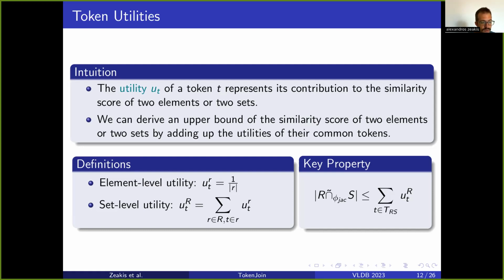This also extends to set level, where now each token sums all element level utilities of the element it belongs to. Finally, the key property here is that the final matching is bound by the summary of the set level utilities of the common tokens. For all tokens that the candidate S has missed, it has lost the corresponding utilities and the matching of R and S is now bound.